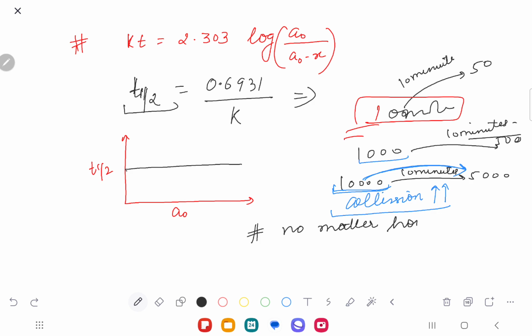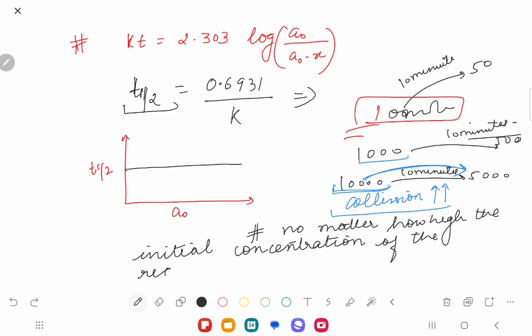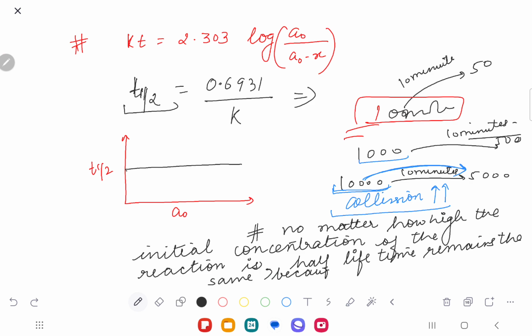No matter how high the initial concentration of the reaction is, the half-life time remains the same, because at higher concentration, the reaction occurs at a faster rate. Yes or no? Yes, ma'am.